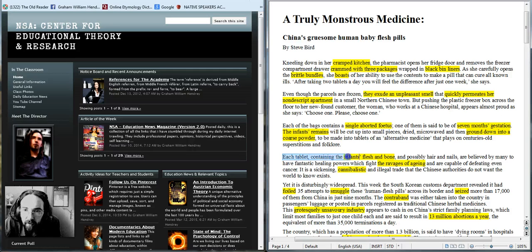Each tablet containing the infant's flesh and bone, and possibly hair and nails, are believed by many to have fantastic healing powers which fight the ravages of aging and are capable of defeating even cancer. It's a sickening, cannibalistic and illegal trade that the Chinese authorities do not want the world to know exists.